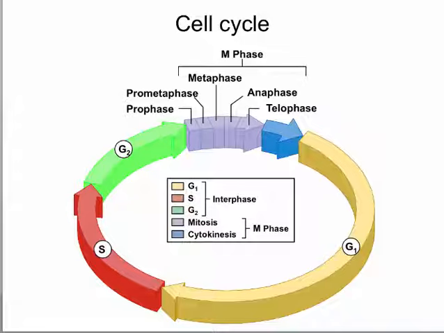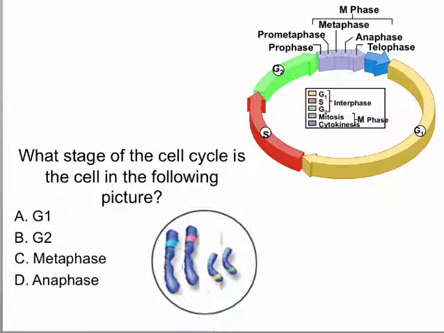And then the cycle will start again. So the cell will divide. We go through the phases of the division that it took, and then after cytokinesis you will have 2 daughter cells, or if you do meiosis you will have 4 daughter cells. So let's look at this question here. What stage in the cell cycle will this cell be?